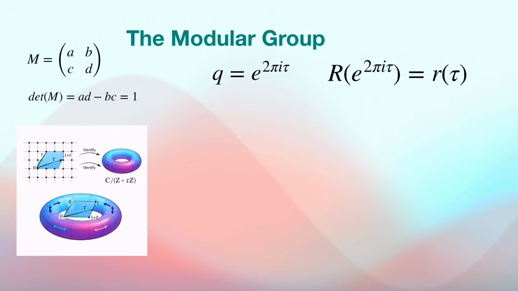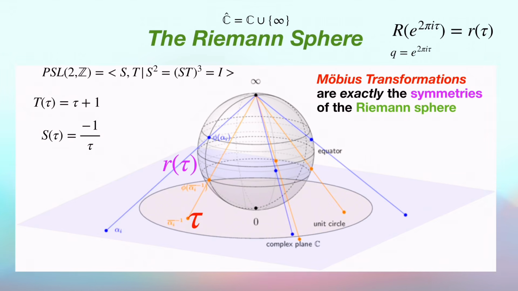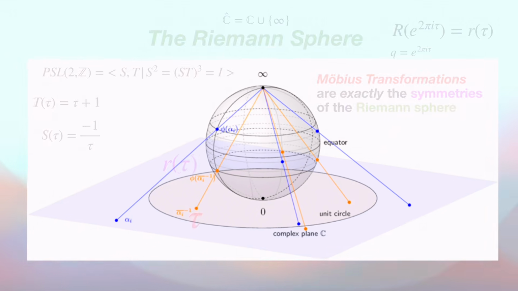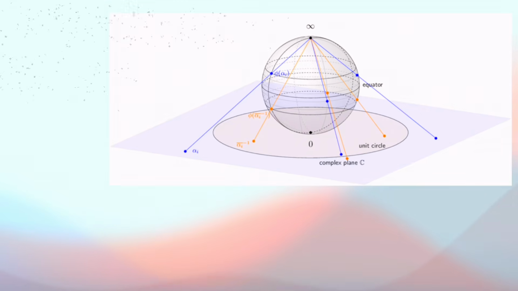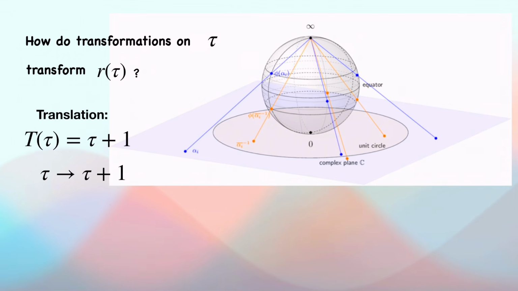On a lattice or a complex torus surface, we take input values. The output values are transformed onto something called the Riemann sphere. It's the complex plane wrapped up into a sphere, including a point at infinity, which I know sounds strange. But the union of the complex plane with infinity creates a sphere on which we can do geometry. And so transformations on the complex plane in tau translate to transformations of r of tau. So how do transformations of tau transform r of tau?